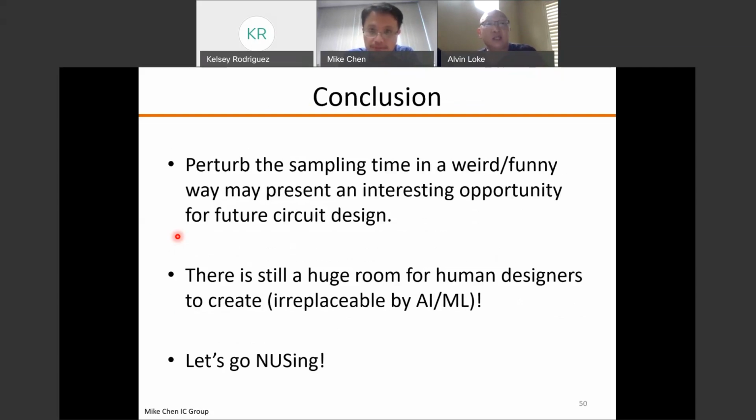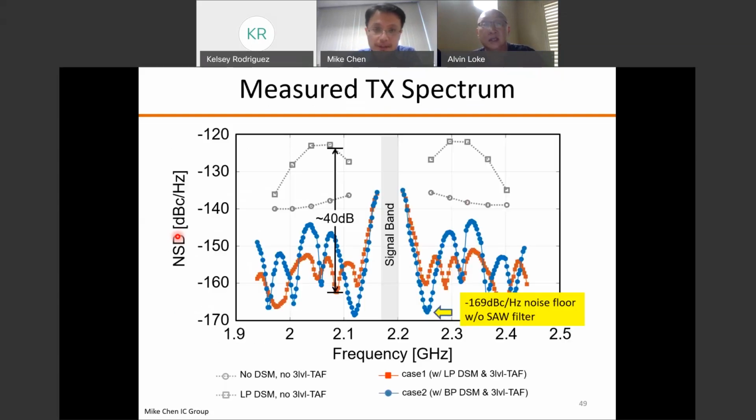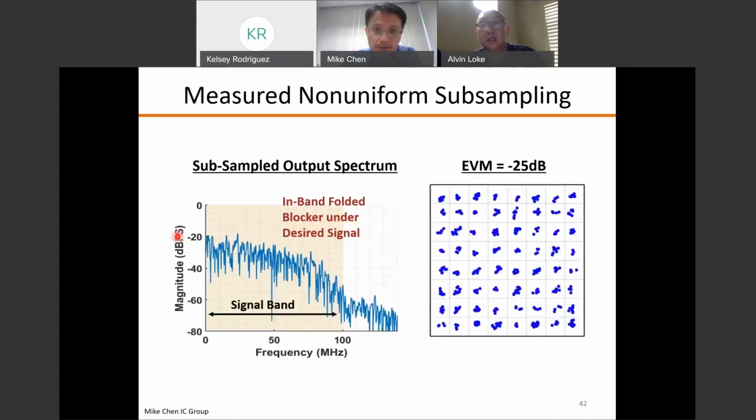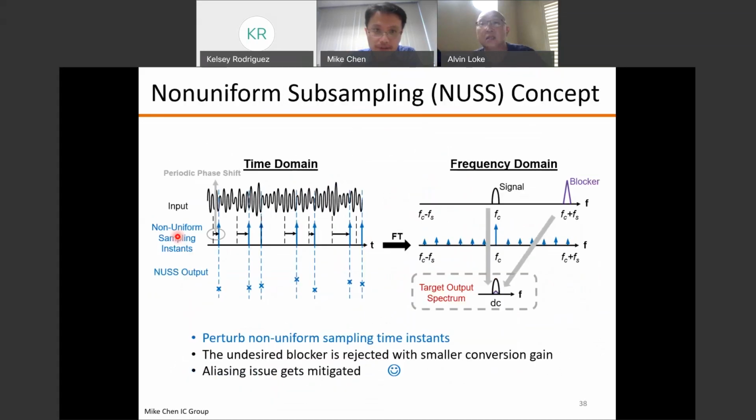So one question I did have was, can you comment on how you would generate the sampling sequence for the non-uniform sampling subsampling front end? Sure, that's a very good question. So let's go back to this one.